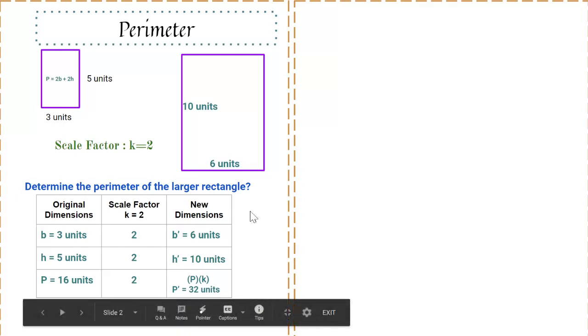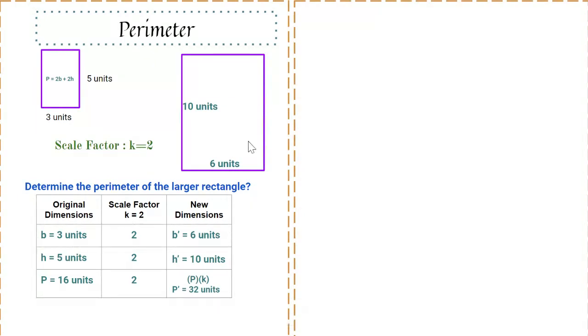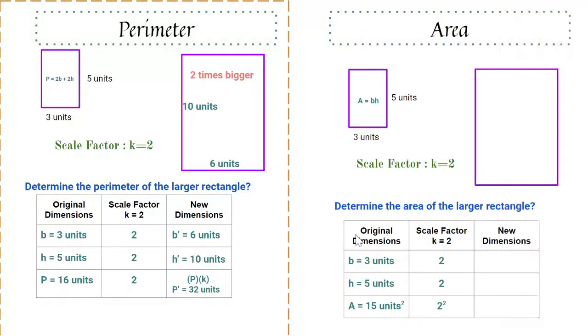We see that the new dimensions are 2 times the original, so we can say that the larger rectangle is 2 times bigger than the original figure. With area, we're going to use the same similar figures with the same dimensions. The scale factor is also going to be 2. So here, we know that to calculate area, we're actually going to multiply.